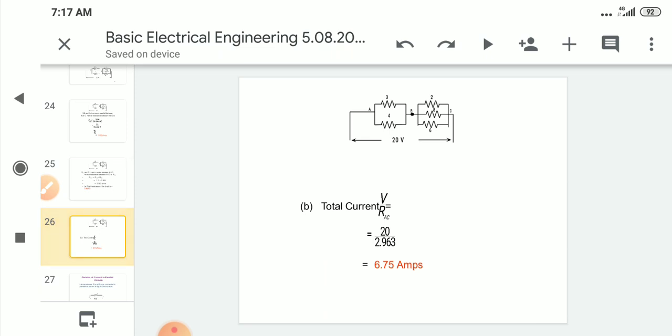The next thing is we have to find the total current. The total resistance value we have found. In the given data, the voltage is 20. According to Ohm's law, I is equal to V by R. So 20 by 2.9 gives the total current value. It is 6.75 amperes.